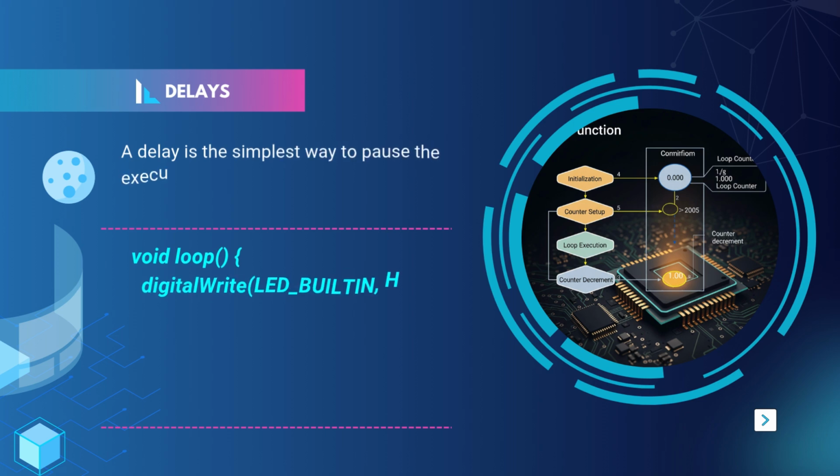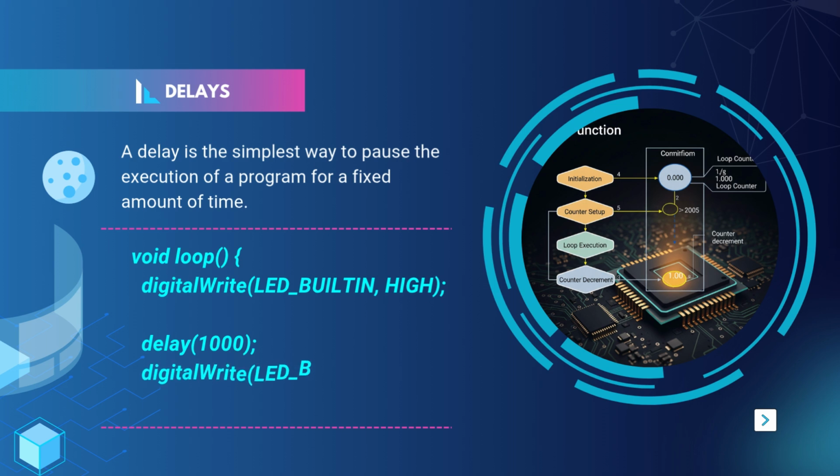A delay is the simplest way to pause the execution of a program for a fixed amount of time. Think of it as telling your microcontroller to do nothing for a moment. For instance, if you want to blink an LED on for 1 second and off for another, you use the delay function. Here's how it looks in Arduino. Turn LED on. Wait. Turn LED off.